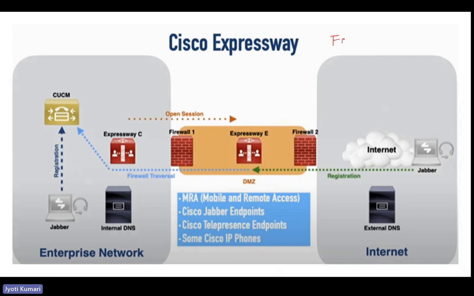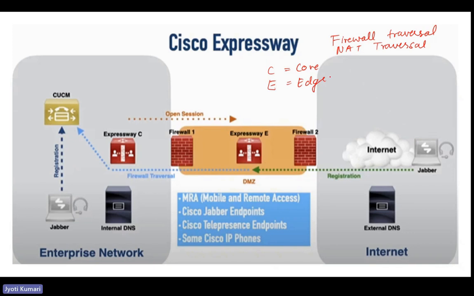These are the two main functions as we are mentioning: firewall traversal, NAT traversal. Okay, so Expressway allows these two things for mobile and remote access. So the two components of Expressway are Expressway C and Expressway E. C stands for core, E is the edge.